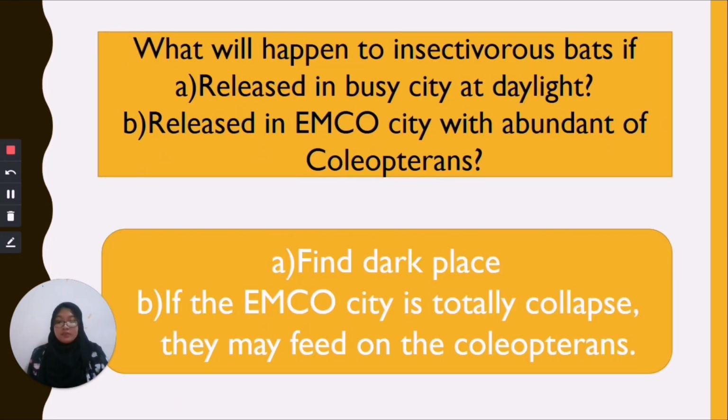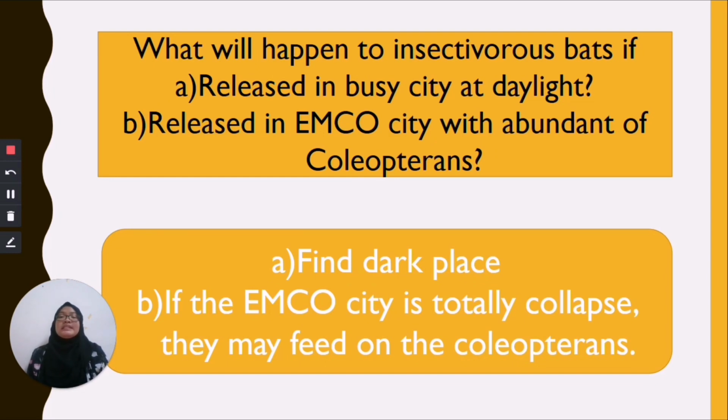What will happen to the insectivorous bat if A. released in a busy city at daylight? For your information, bats will avoid natural and artificial light, so they will find a way back to the forest or find any dark place like an abandoned building to roost in.